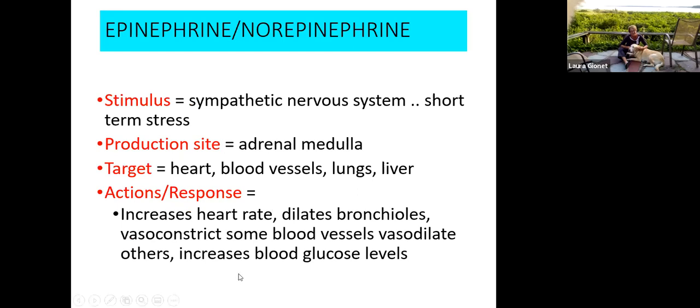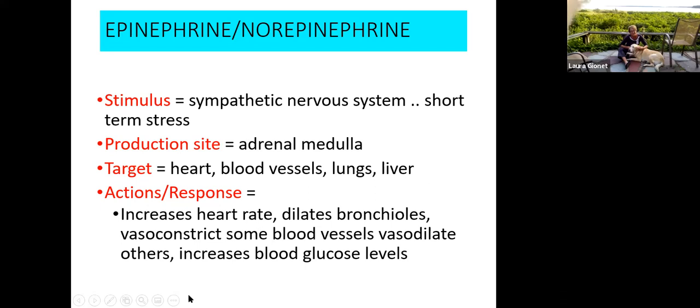All right, then we go to the adrenal medulla, epinephrine and norepinephrine. The stimulus is stimulating the nervous system, right? Short-term stress responses, all right? So the production site of epinephrine and norepinephrine is the adrenal medulla, enters the bloodstream, targets all kinds of organs, the heart, the blood vessels, the lungs, the liver, all right?